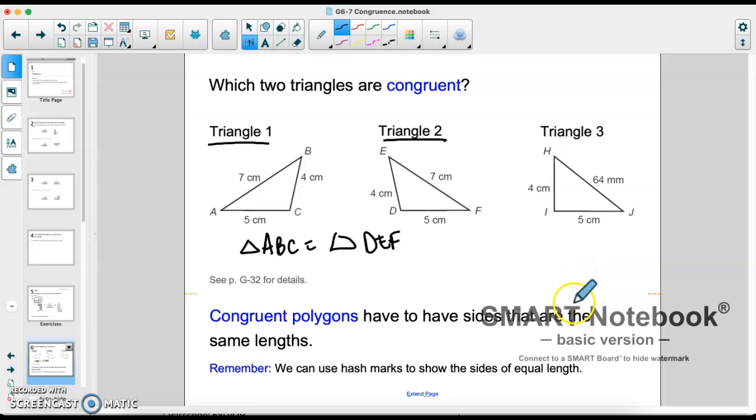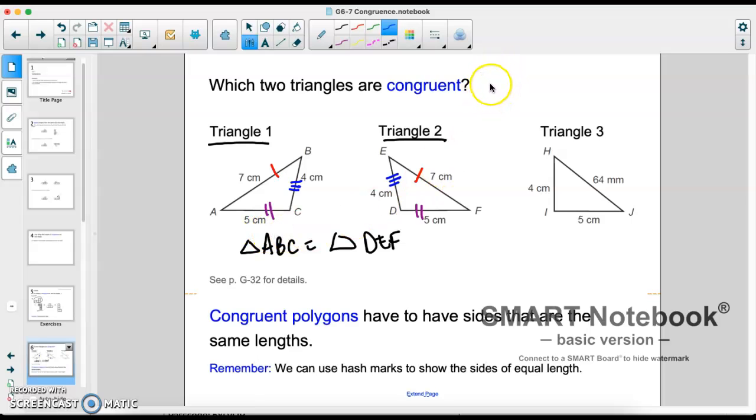Okay? So it says here that congruent polygons have to have sides that are the same length. And again, we can use hash marks. We learned yesterday about using hash marks, and so I'm going to do that. So AB, the 7 centimeter one, is the same as EF. Those are both 7 centimeters. AC, which is 5 centimeters, is the same as DF, and then BC is the same as ED. And so that's how those side lengths are congruent.